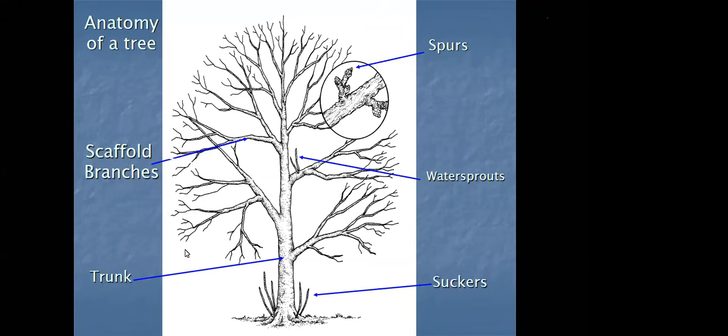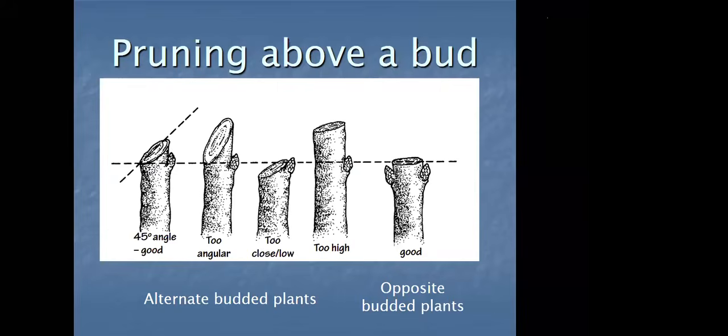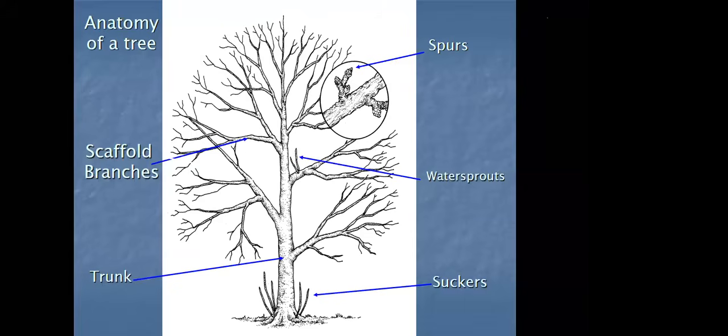Here's the anatomy of a tree, and we can talk about the different parts. When you're troubleshooting a tree, there are some different parts that I'm going to mention as far as parts to prune.